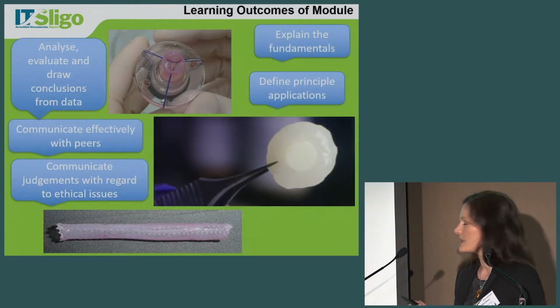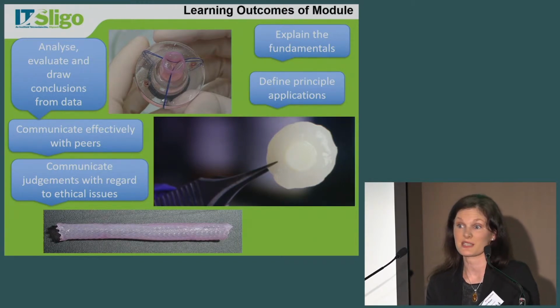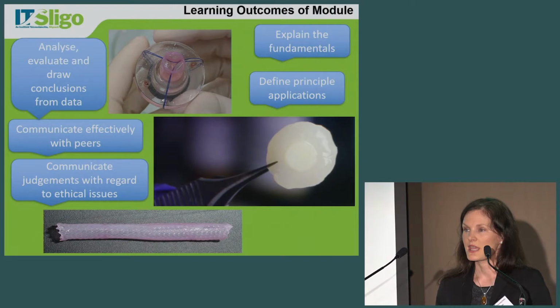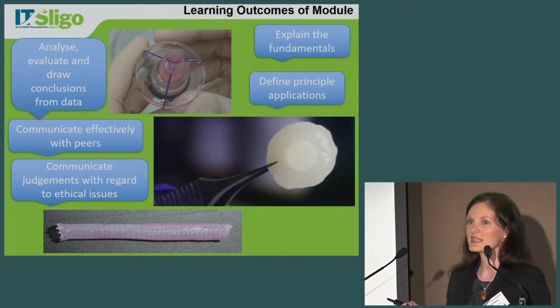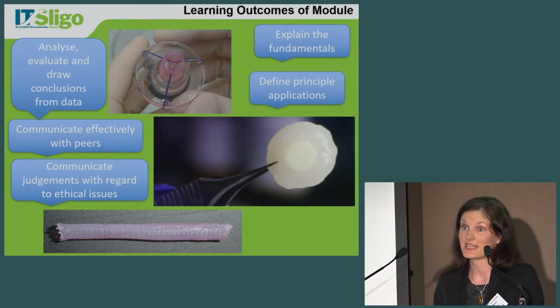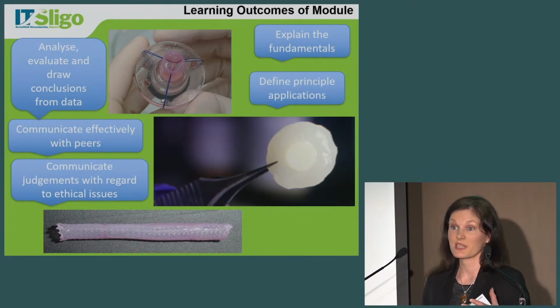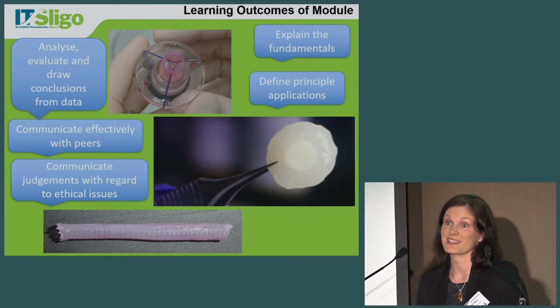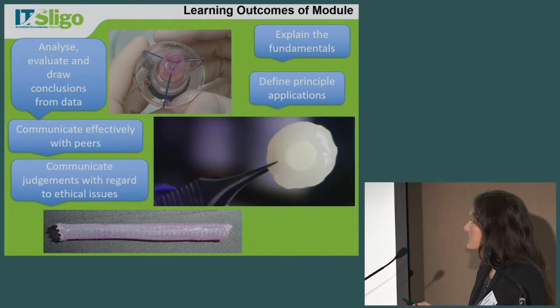In terms of the learning outcomes for this module, the students need to be able to explain the fundamentals of what tissue engineering actually is and define principal applications for their subject. As I said, because it is so research focused, they should be able to analyse, evaluate and draw conclusions from real, cutting edge academic data. They should be able to communicate this to peers. And very importantly, communicate their judgments with regard to ethical issues, because as you understand, there are ethical issues surrounding this. These are some examples of tissue engineered products: a heart valve, a piece of cartilage, and a blood vessel.